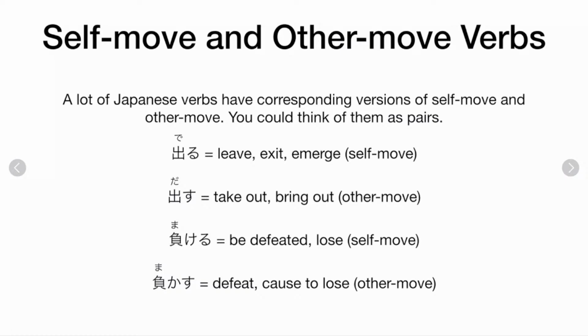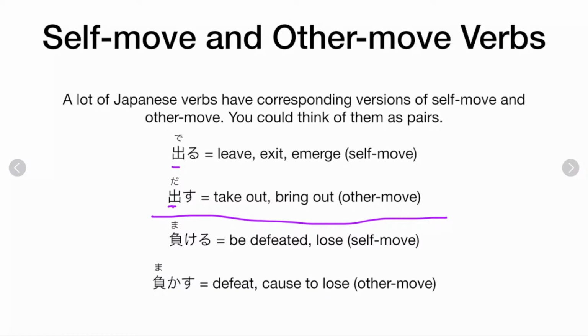A lot of Japanese verbs come in pairs of a self-move and an other move verb. So here are two examples. You have deru, which is the self-move form, which is to leave, to exit, to emerge, to emit, things like that. And then the same kanji, as you can see, this one is dasu, and dasu is the other move. So it's the same action as deru, which is for something to leave or to exit, but now you cause something else to do that. You don't exit yourself, you make something exit. So that would be to take something out or to bring something out, that kind of thing. You cause it to emit.